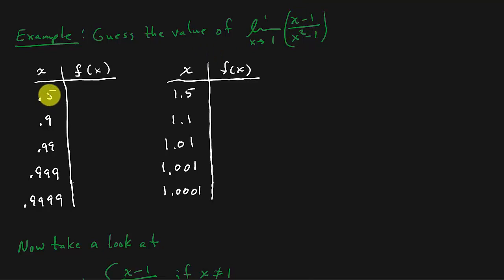So if we plug 0.5 in for x here, I've got 0.5 minus 1 over 0.5 squared minus 1. That gives us 0.666667. That's what we would get if we plug the 0.5 in for x. And then we would plug in the 0.9, the 0.99, and so on. So we would plug each x value in for x.